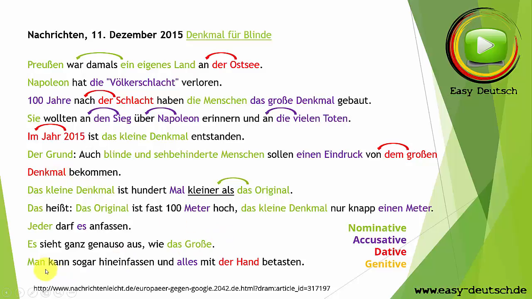Man is the subject, so nominative case. Alles is the direct object. Everything, you can touch everything. So accusative case. And mit der Hand is dative case because the preposition mit wants it like that. Mit always requires dative case.